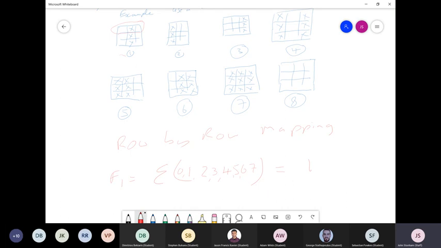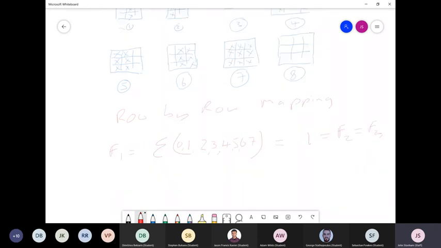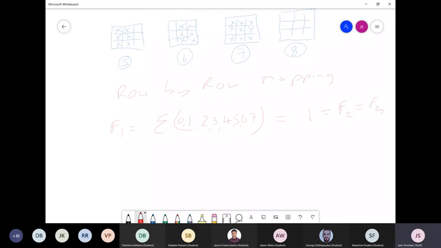The function responds to everything. And look at sample 2. It's going to be the same. And look at function 3. It's also going to be the same. So all the 3 functions would be 1. It would respond to 1.